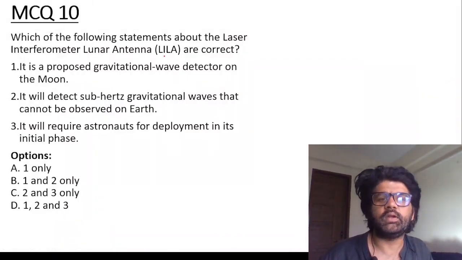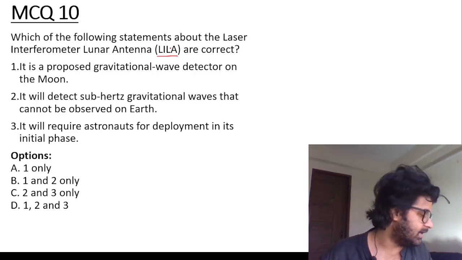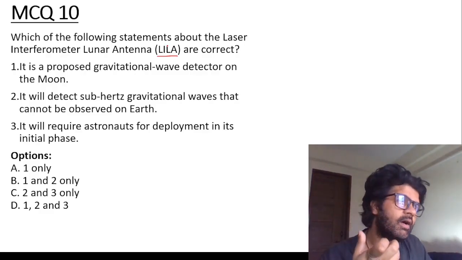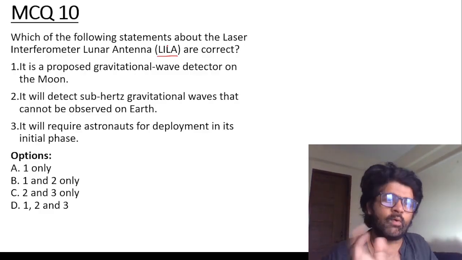Which of the following statements about LISA is correct? LISA, Ram, chahe LISA, chahe Ram. That means Ram wants LISA, LISA wants Ram.